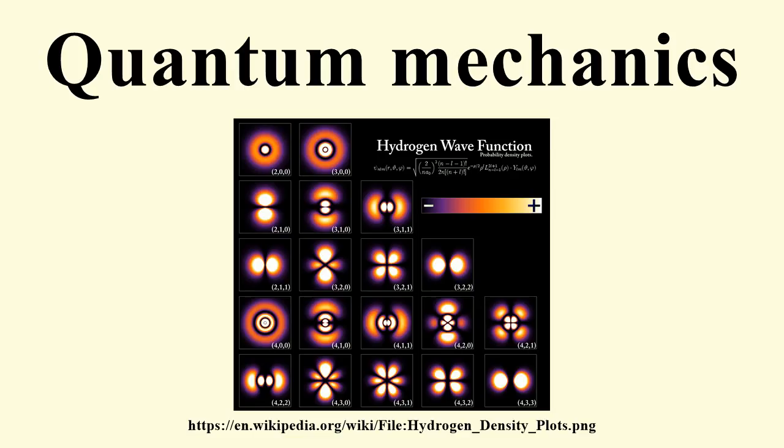By 1930, quantum mechanics had been further unified and formalized by the work of David Hilbert, Paul Dirac and John von Neumann, with greater emphasis on measurement, the statistical nature of our knowledge of reality, and philosophical speculation about the observer. It has since permeated many disciplines including quantum chemistry, quantum electronics, quantum optics, and quantum information science.